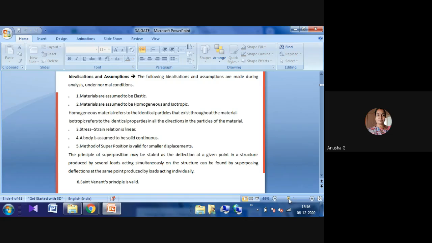And the sixth one is Saint Venant's principle, and Saint Venant's principle is valid here. These are the main assumptions that have to be taken for our structural analysis.